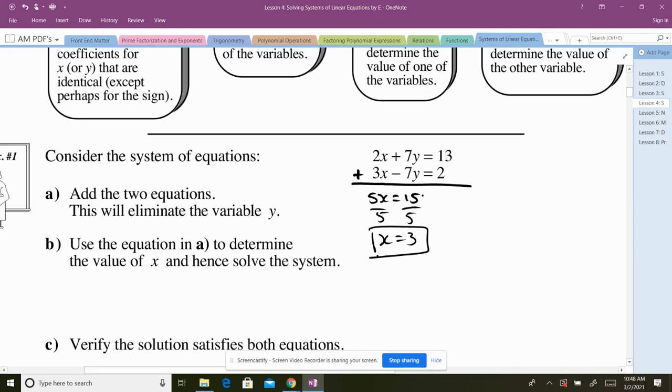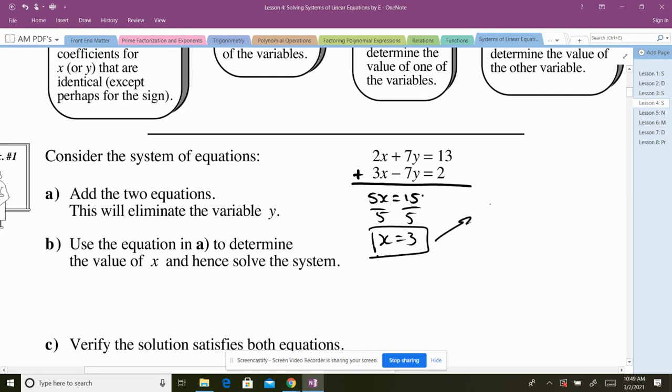How do you find y? Well, you could, but you already know what x is, so you might as well just plug it into one of the equations. All right? So to find your y value, plug the x into either equation. It doesn't matter which one. Which one do you want to plug it into?